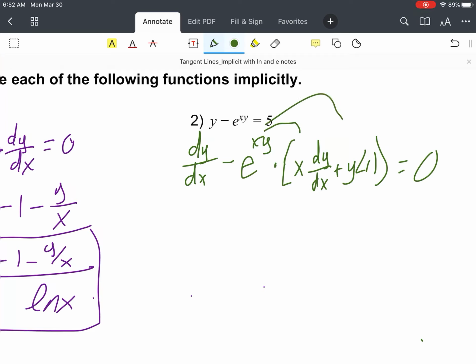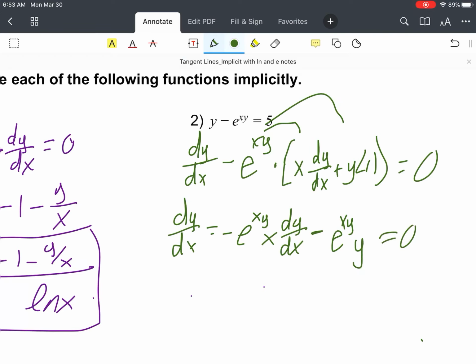Now I'm going to go ahead and distribute this e to the xy so that I can get that dy/dx out of there. So dy/dx equals negative e to the xy times x dy/dx, minus e to the xy times y, equals 0. I had to do that because I had to get that dy/dx out of those parentheses to be able to touch it.